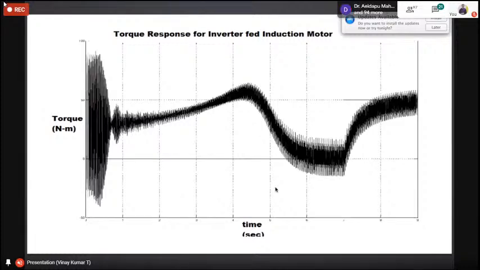There are so many papers on reduction of torque ripple. There is a lot of research going on this topic. These are all the limitations of inverter.